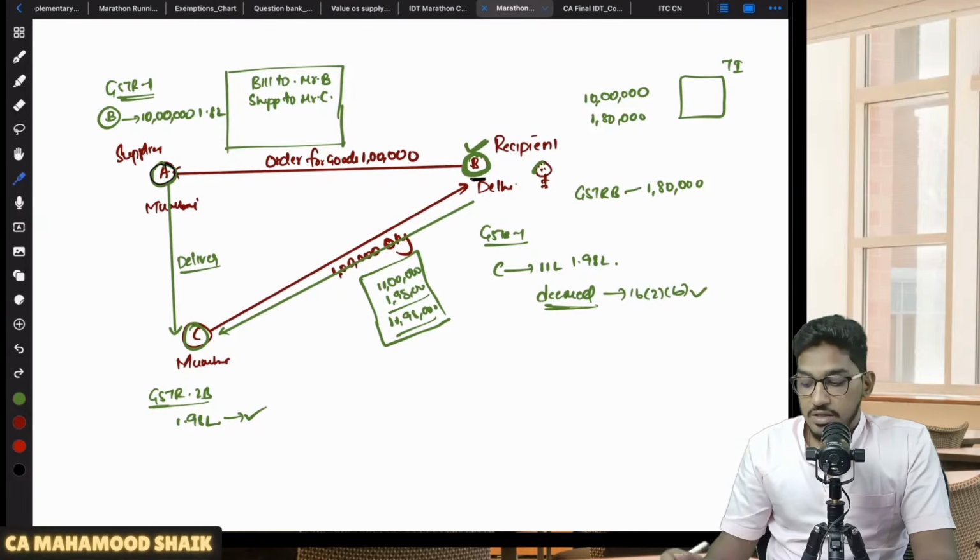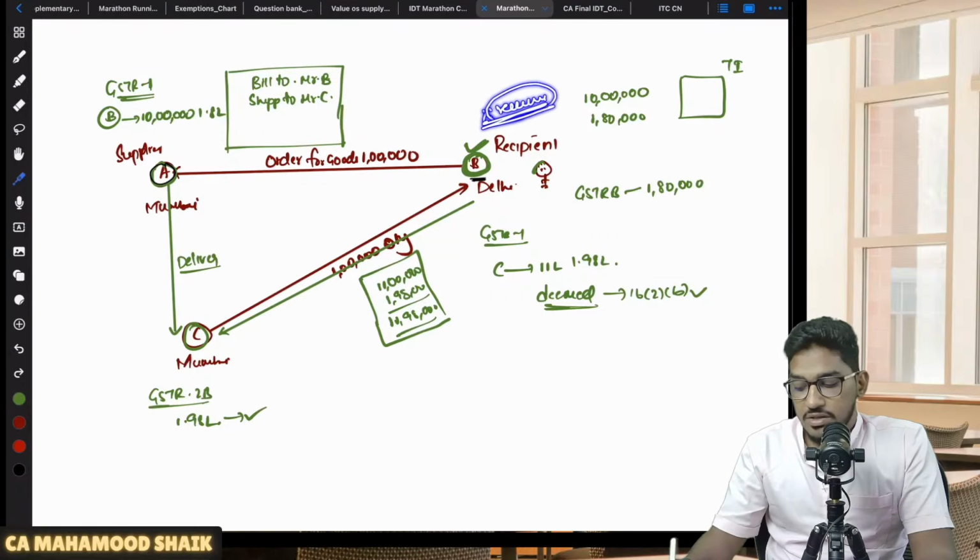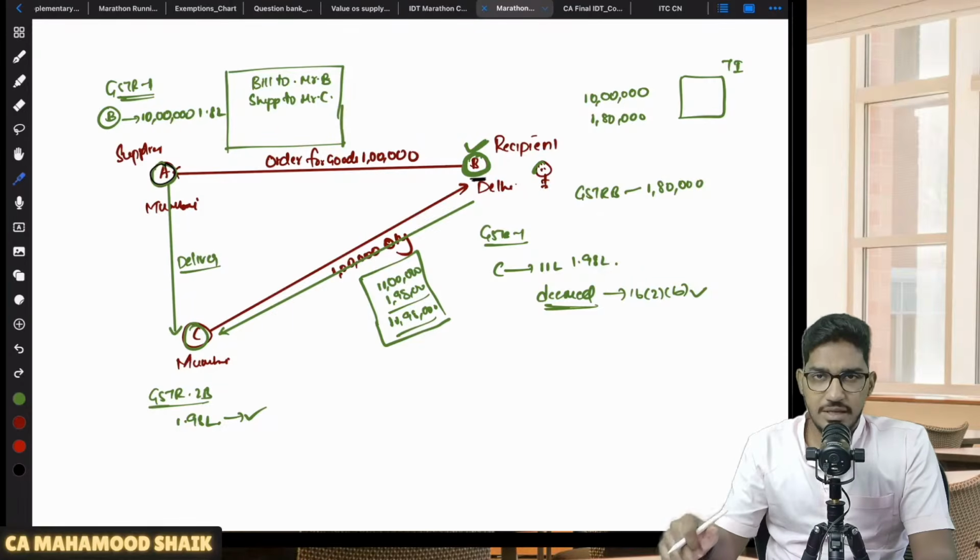Number 3, that third condition, is that this person has received the goods. Has B received the goods? No. Why? Because B has ordered A to ship the goods directly to C. Did B receive the goods here? No. B did not receive the goods. Since B did not receive the goods, he should not be eligible to take ITC. Practically, yes. But here they have given relaxation.